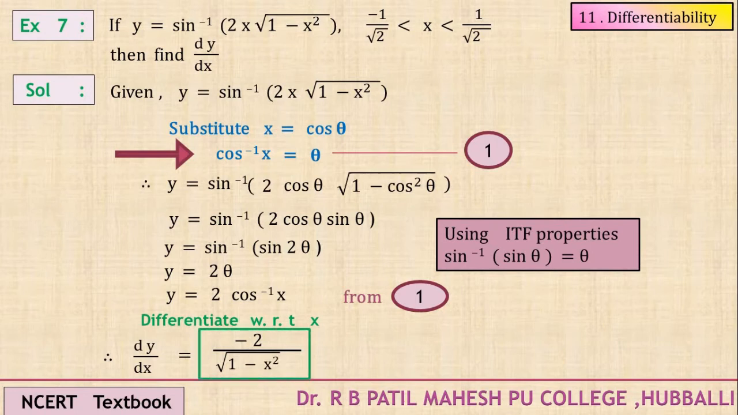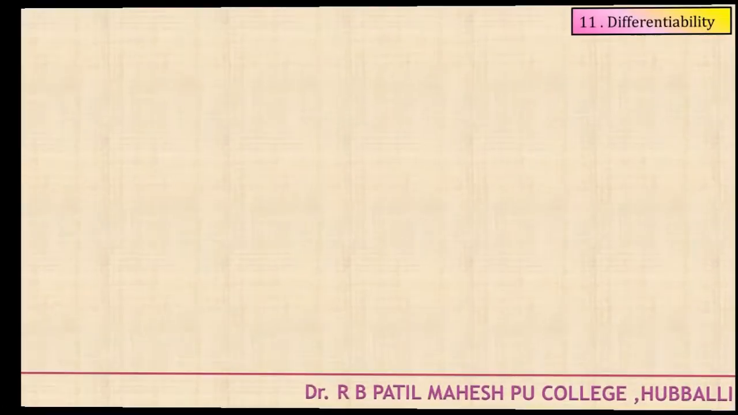Even you can take x equal to sine theta also. So you will get a positive answer. Here you will get sine inverse x, then here it is 2 divided by root of 1 minus x square. If you want, you can try that one. Okay, I will go for the next example.